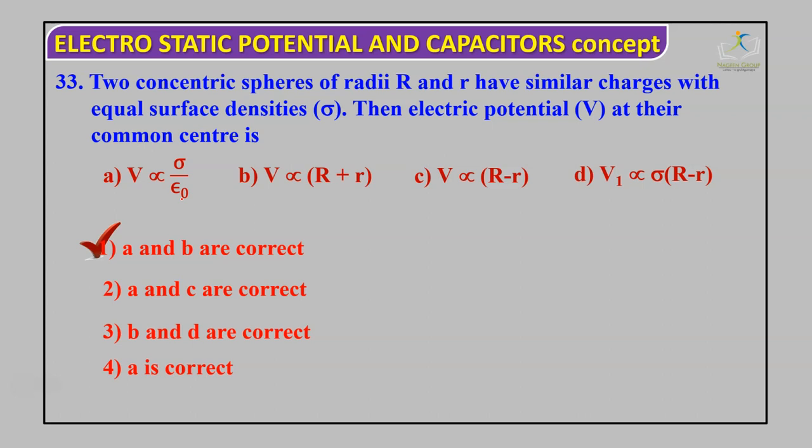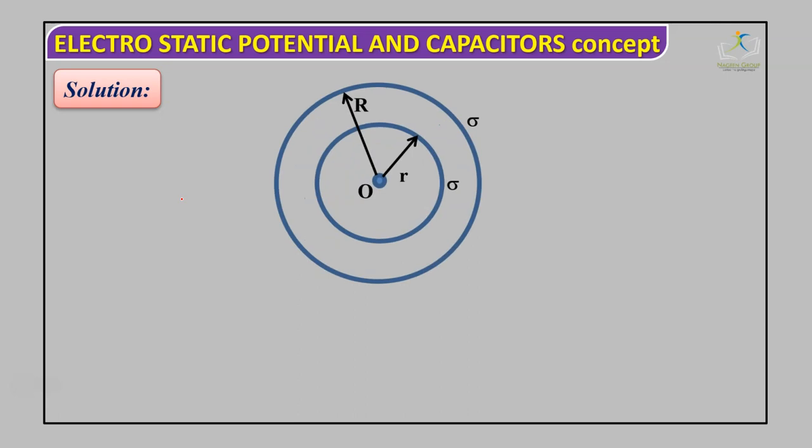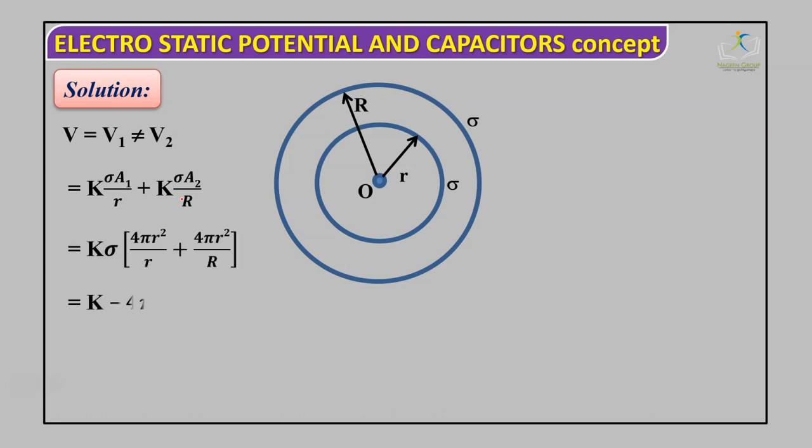Let us see the solution, how to solve this particular problem. So, this is the diagram. Inside and outside, the densities are the same, but the radii are different. As we can see, V is equal to V1 but not equal to V2. So if I put all these values, we get an equation with 4 pi (R plus r). From this we can say that sigma by epsilon naught times (R plus r) is the correct answer, which is option number 1.